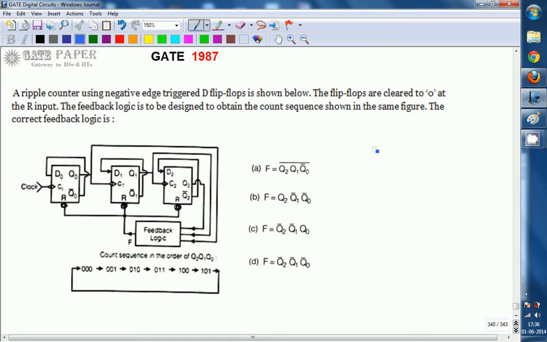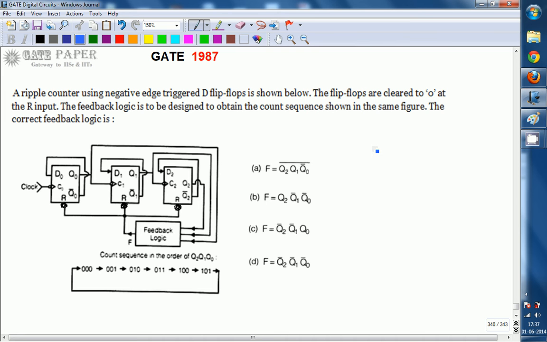That is nothing but if you apply 0 at the R input, that will clear the flip-flops. That is, the clear input is active low enable. So whenever you apply a logic 0 at the R input, the clear operation is enabled, and the feedback logic is to be designed to obtain the count sequence shown in the same figure.